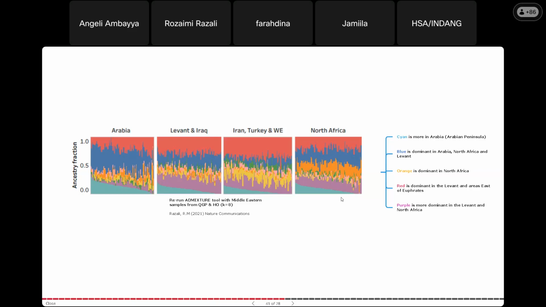So in Iraq, there are two rivers, Tigris and Euphrates. So people who are from Iran, Iraq, Armenia, Azerbaijan, the Caucasus region, they are predominantly red. And then purple, they are dominant in the Levant and North Africa.